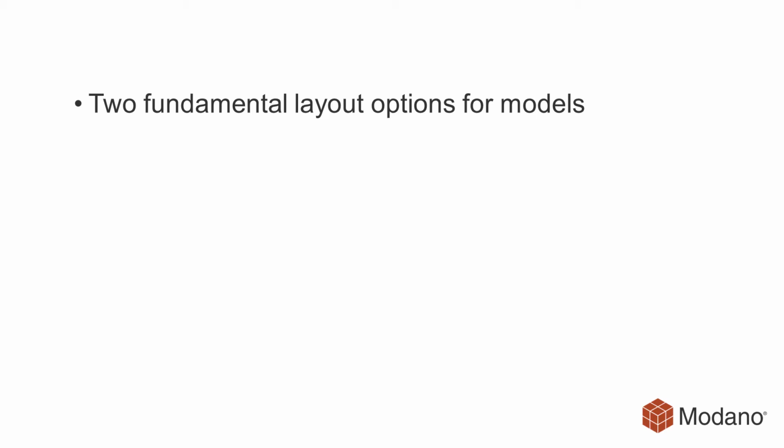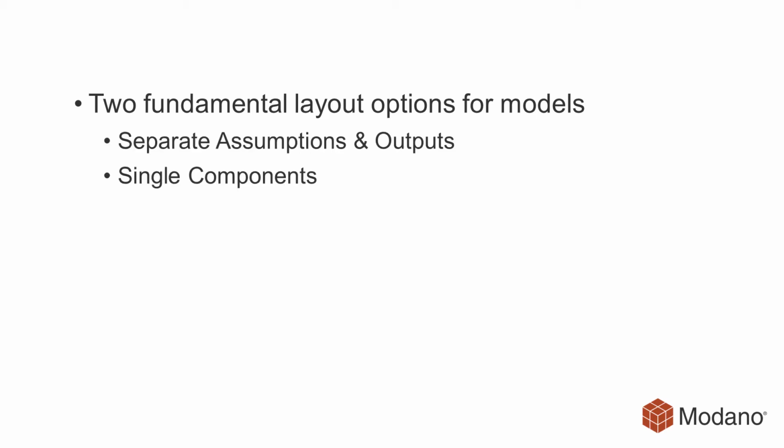And I'll use the Modano lingo just because it's more consistent. You can either have separate assumptions and outputs, or you can have what we refer to as single components. Now, separate assumptions and outputs split assumptions and outputs across worksheets. And what this means is I'm going to be entering my assumptions in one location, and they're going to have an impact on the outputs in a separate location that I can't necessarily see. By comparison, single components are assumptions and outputs that are on the same worksheet, typically as the name suggests, within the same component, and they're very proximal to each other.